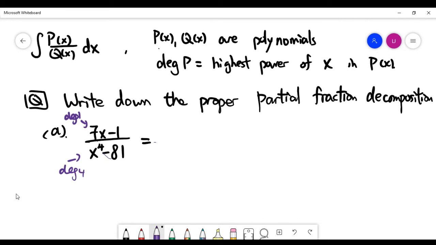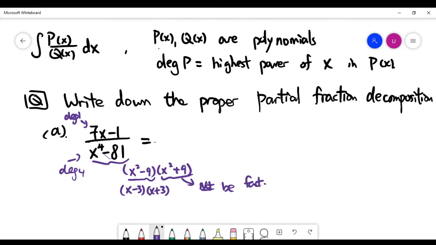So in our current case, we can actually completely factorize the bottom. So please try to factorize it. I can try to do it like this. I think we actually have 2 factors. It looks like x squared minus 9 times x squared plus 9, right? But the first factor can be further factorized into x minus 3 times x plus 3. But I think the second factor cannot be factorized further.